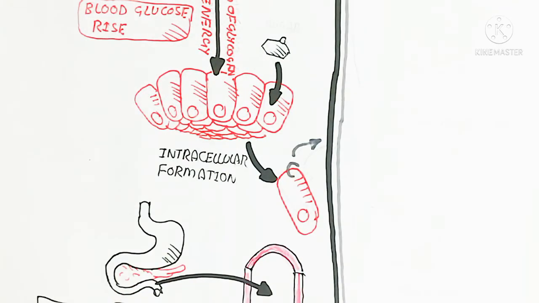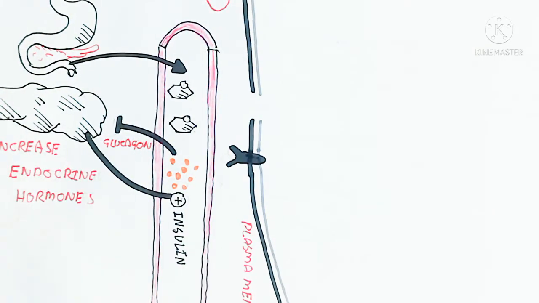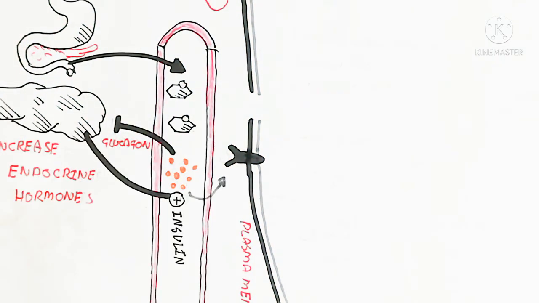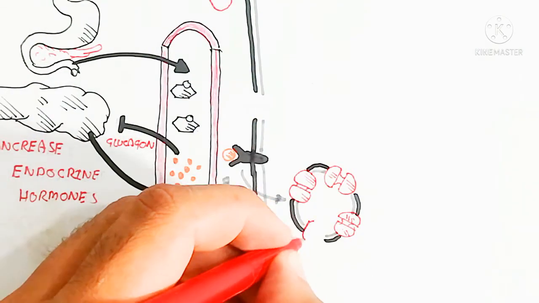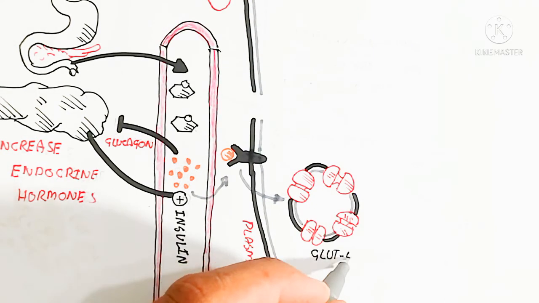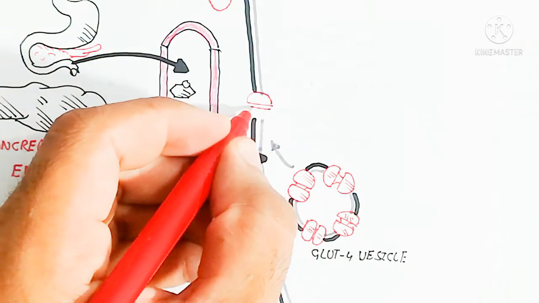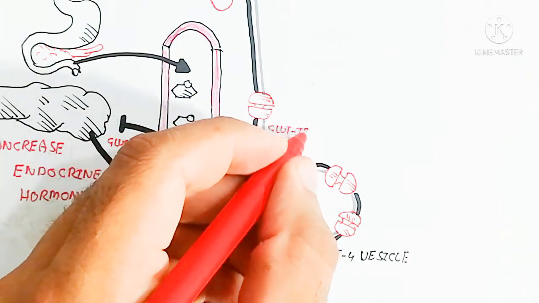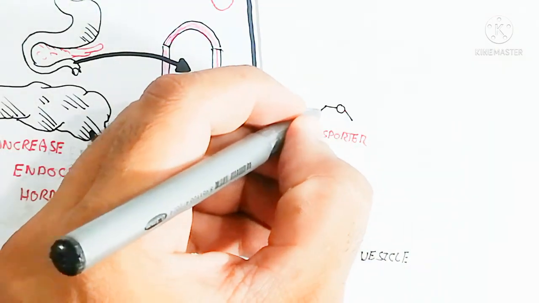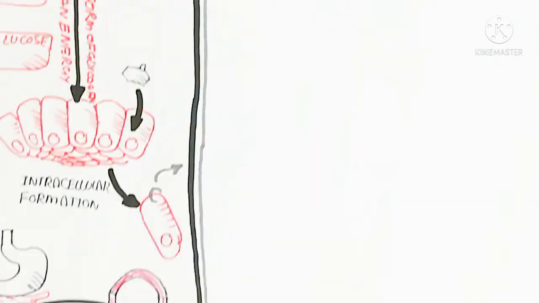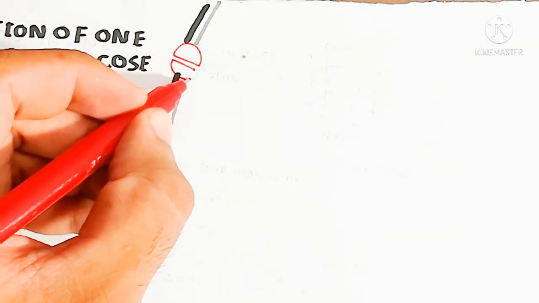This GLUT4-containing vesicle will diffuse into and bind with the plasma membrane, and the GLUT transporter is exposed. This GLUT transporter transports the glucose from the blood into the intracellular cytoplasm. So this is the overview of glucose transfer from the blood circulatory system into the intracellular part. So remember that.